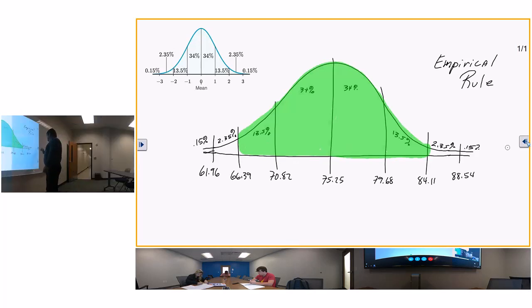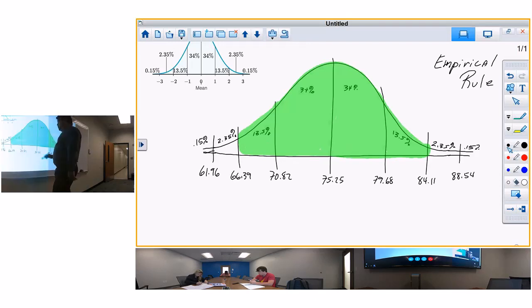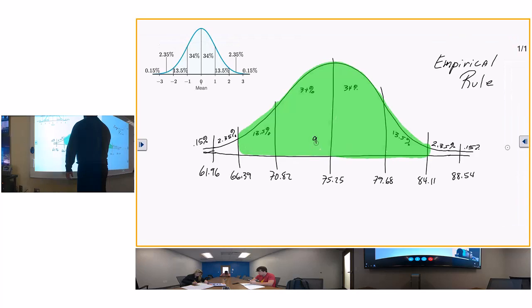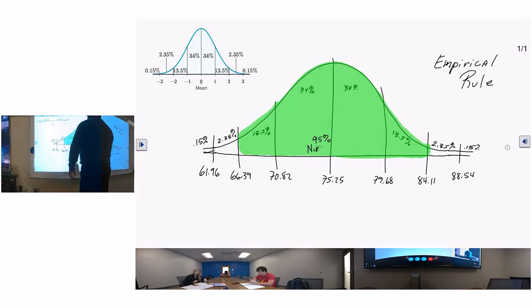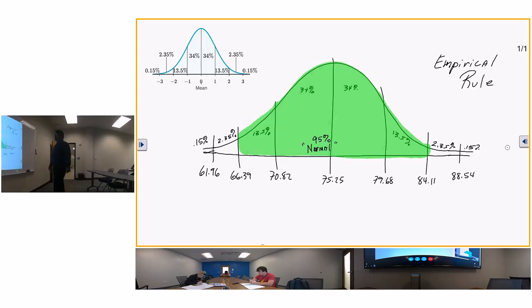Whereas my daughter, she's 19 now, she used to call it normal. 95% of the population is normal, or normal? Okay, well then Hubert, what's the rest of it?